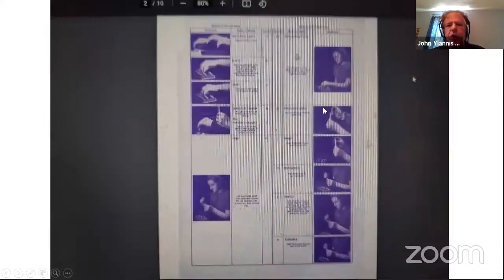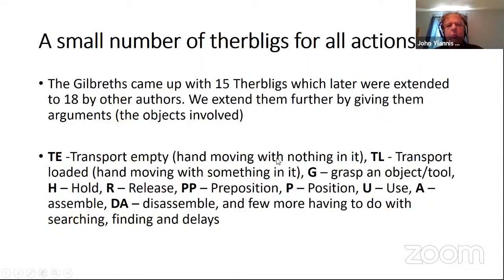Therblig. So here is, I'm sorry for the quality of this, but it's from an old film. A person is picking up this object and it's taking out a very small piece and uncaps it. So it's all done with Therblig. It's from that time. So basically the idea is that you have a small number of Therblig for all actions. And so here, for example, we denote T, transport empty, TL, transport loaded, G, etc.